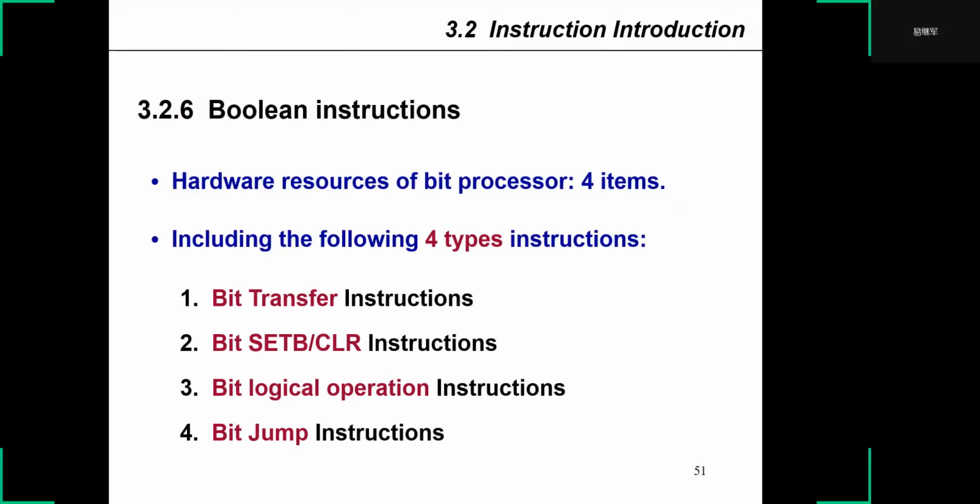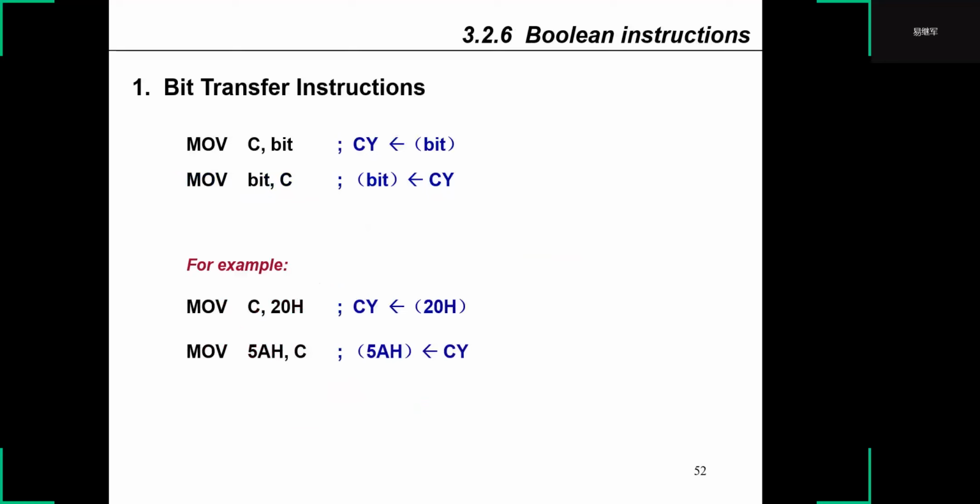Boolean instructions: bit transfer instruction, bit set SETB, CLR clear bit, bit logical operation, bit jump. Bit transfer operations: move bit to C, move C to bit.